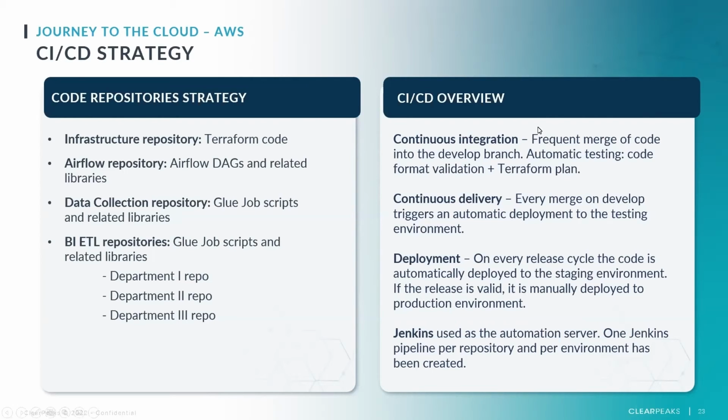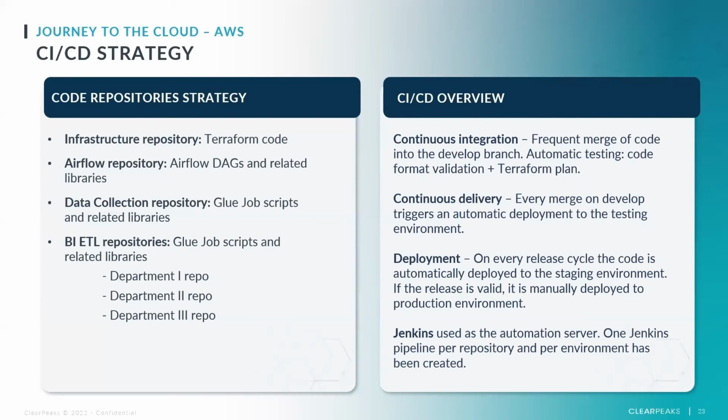And then regarding the CI/CD, how it was implemented. For continuous integration, we do frequent merges to the develop branch, and some automatic tests were done to check the format and to run a Terraform plan. Once the feature branch got merged into develop, that triggered an automatic deployment to the testing environment, so we could check how a new development was doing.